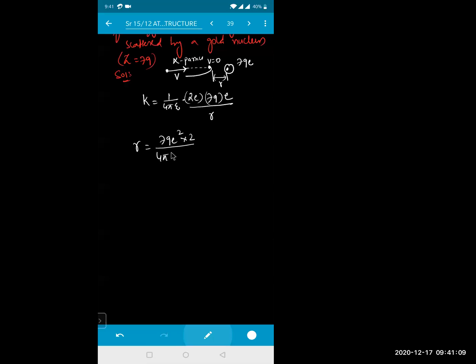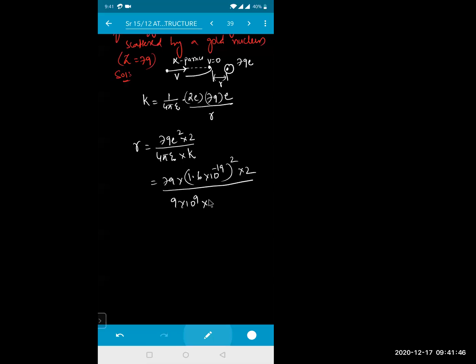So that one is 79 into 1.6 into 10 to the power of minus 19 whole square into 2, divided by 1 by 4 pi epsilon naught, which is 9 into 10 to the power of 9. ఈ R ఇక్కడ వెళ్ళిపోయింది కాబట్టి 1 by 4 pi epsilon naught is 9 into 10 to the power of 9.